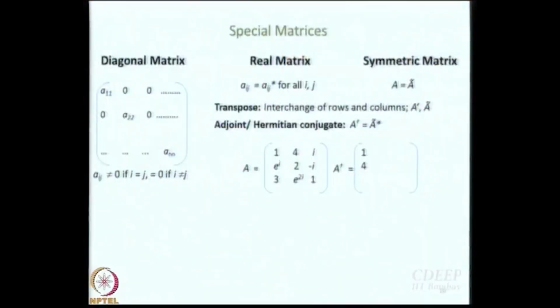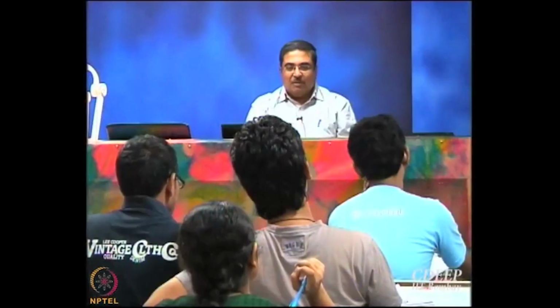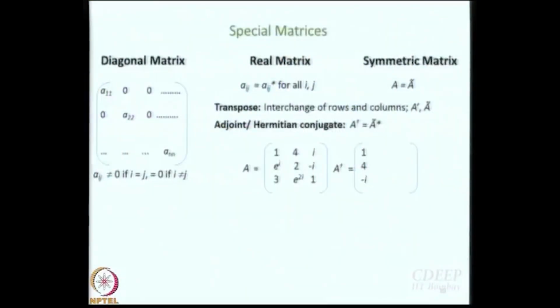Now, since there is no confusion, let us work out an adjoint. A is given as 1, 4 I, e to the power I; 2, minus I, 3; e to the power 2 I, 1. I want you to work out A dagger. Let us finish this column: 1, 4, then minus I. Now, let us go to the top. What is the next element after 1? E to the power minus I, right.